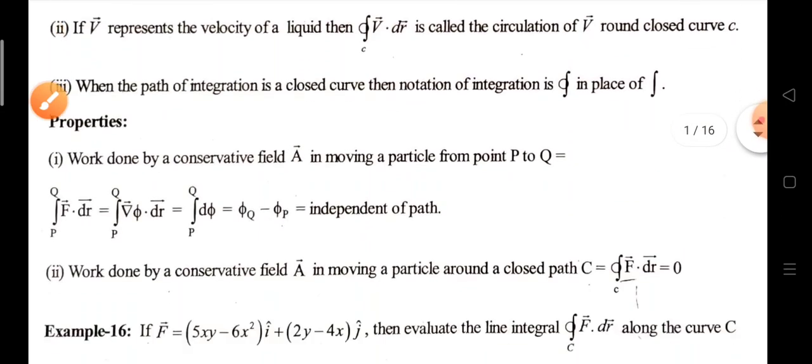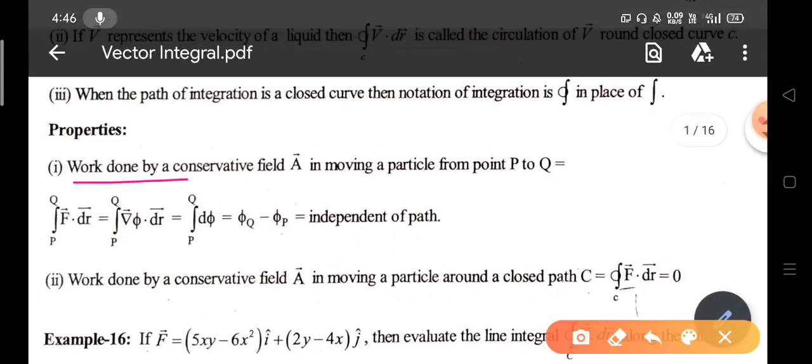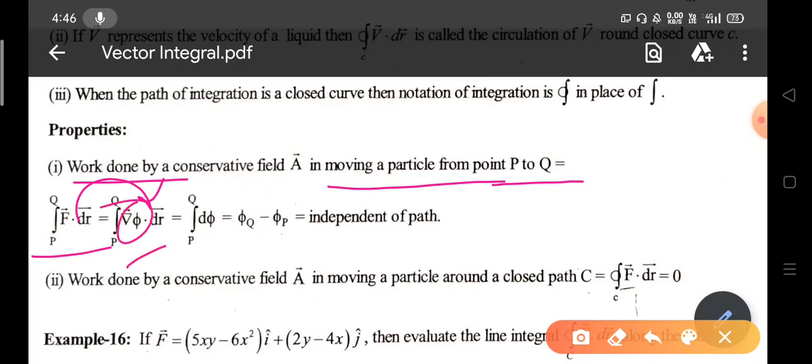Okay, so the property is, suppose a conservative field A. The work done by a conservative field in moving a particle from P to Q is the integration from P to Q of f dot dr. This can be written as the integration from P to Q of grad phi dot dr, because f equals grad phi. And it can be written as the integration from P to Q of d phi, where phi is the scalar potential. So it is phi at point Q minus phi at point P, that should be independent of path.